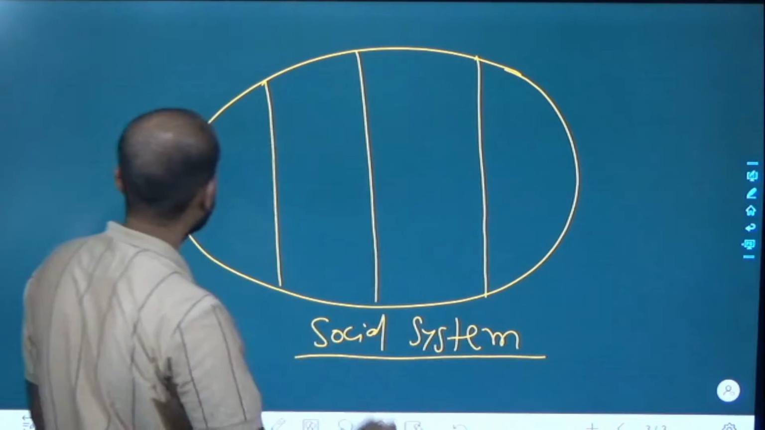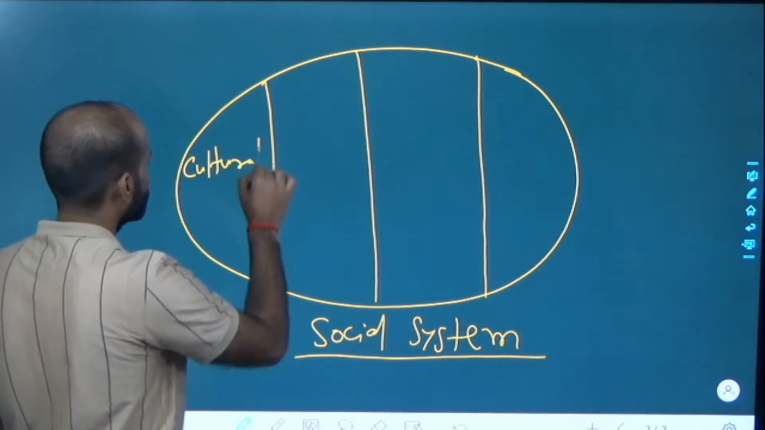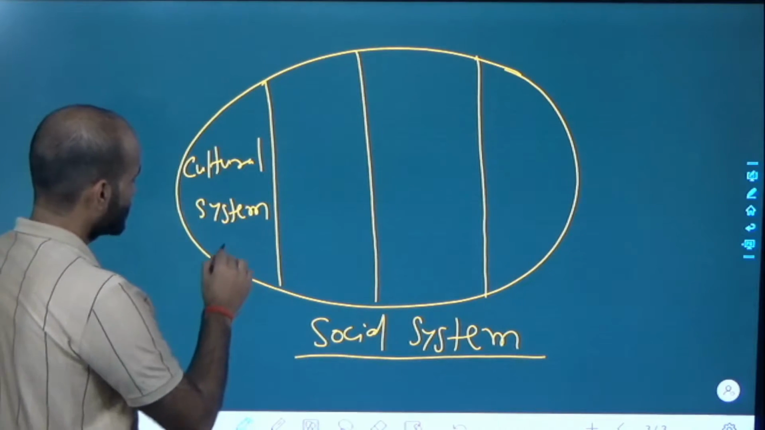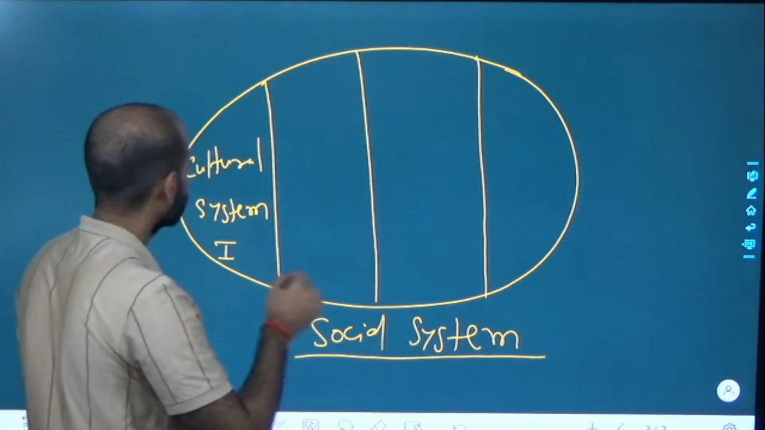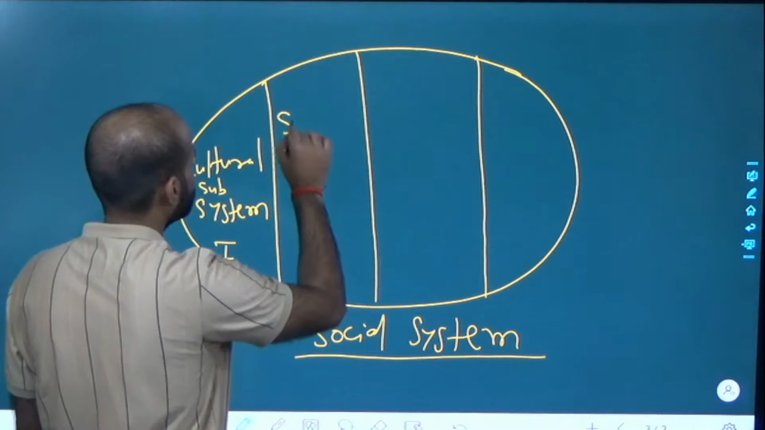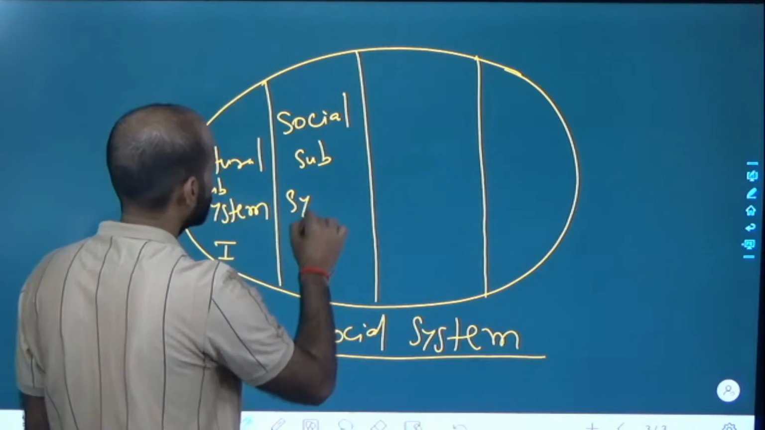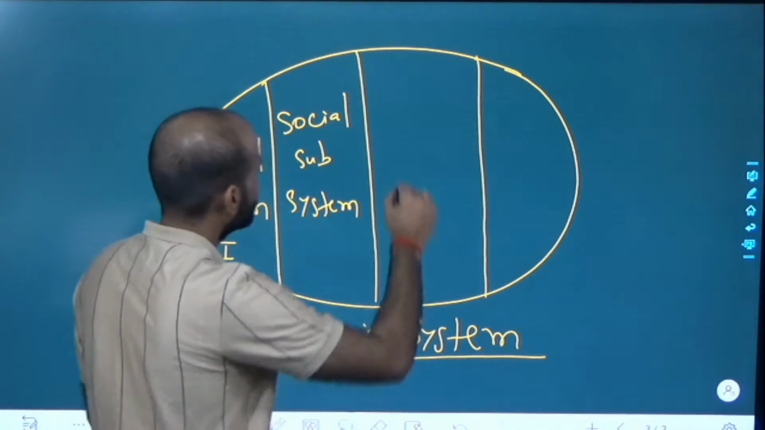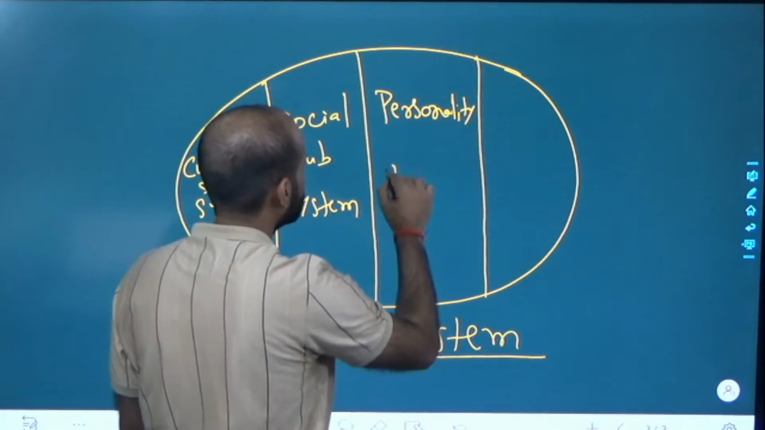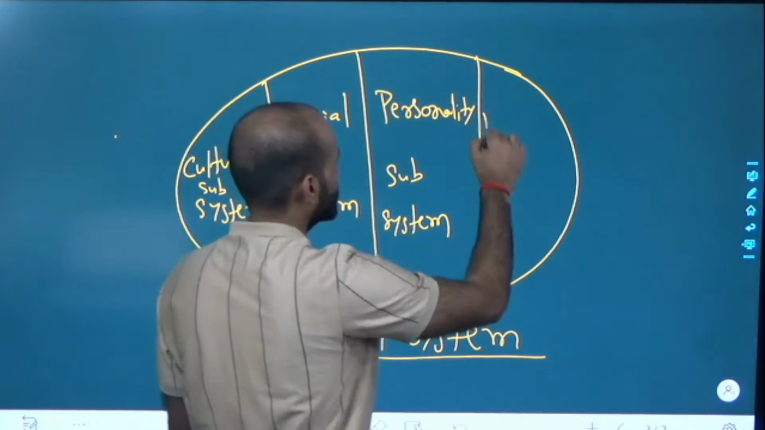Among them, first he talks about the cultural system, that is one of the parts. Second subsystem, the social subsystem, then the personality system, and the biological system.